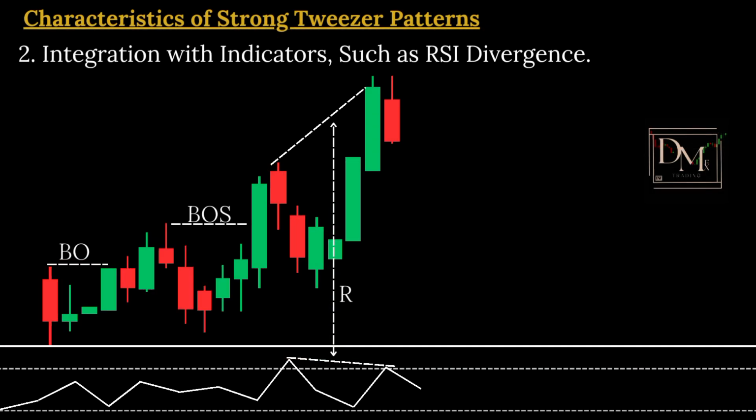2. Integration with indicators, such as RSI or MACD. Combining Tweezer patterns with other indicators for additional confluence increases its effectiveness, such as divergence in RSI or MACD. From the illustration above, the market is clearly trending higher, forming higher highs, but on a closer look at the 14-period RSI indicator, it shows a lower low, an opposite movement to market price, and signals an opportunity to go short. We will explain deeper later on in this video.